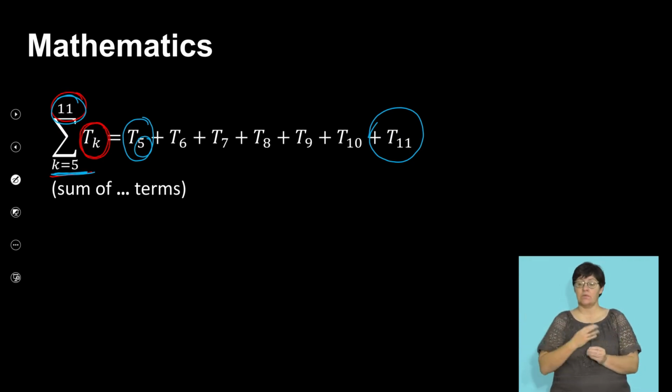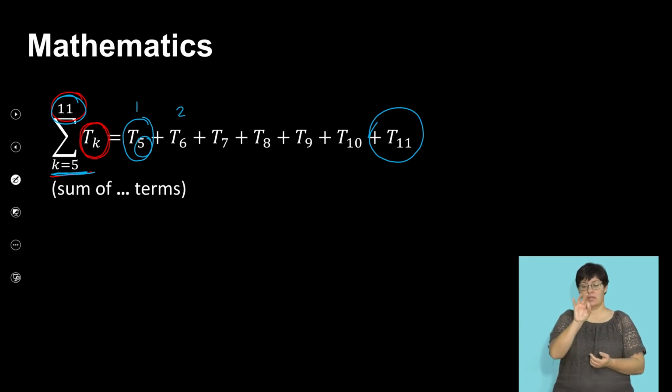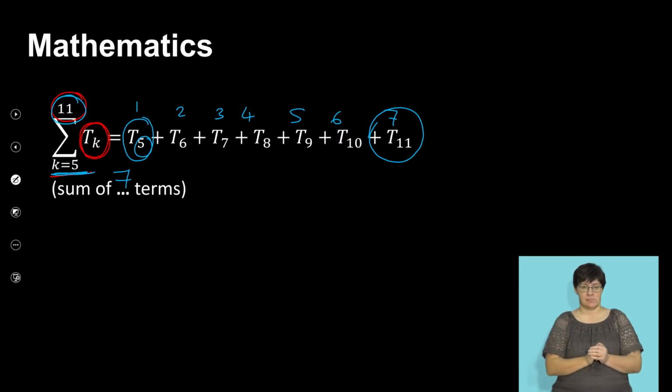And if I want to see how many terms have been added together, I can see that there are 1, 2, 3, 4, 5, 6, 7 terms involved in this sum. Great. Let's look at the next one.